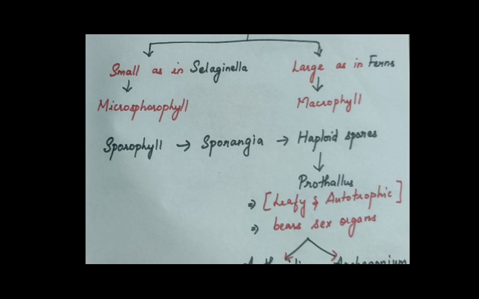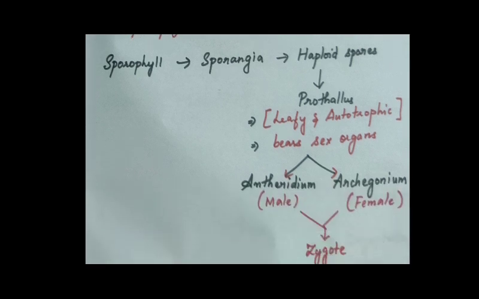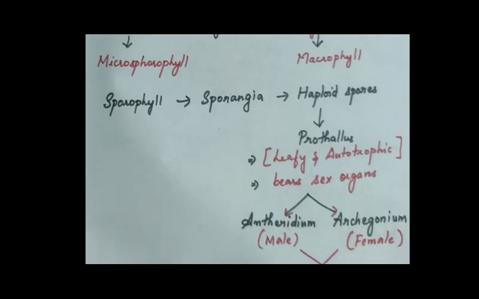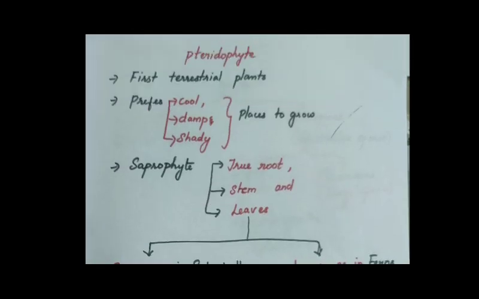This prothallus is leafy and autotrophic in nature, and it bears sex organs. In a male it is called antheridium and in a female it is called archegonium. From these sex organs, antherozoids and egg will fuse together to form a zygote. From that zygote, a diploid sporophyte will be developed. So this is about a pteridophyte.